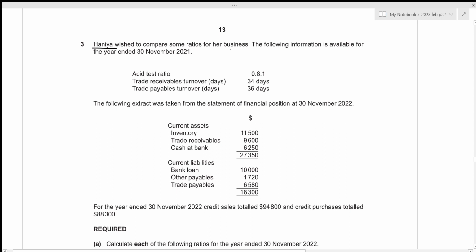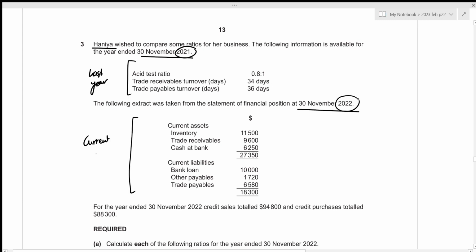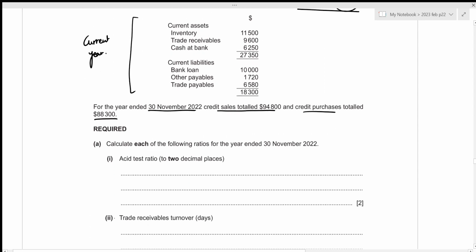Hania wished to compare some ratios for her business. The following information is available for the year ended 30 November 2021. Alright, the following extract was taken from the statement of financial position as at 30 November 2022. So this is of last year, since this is the date of 2021, whereas we're talking about 2022 in this case. So this will be our current year's values. Now, for the year ended 30 November 2022, credit sales totaled 94,800, whereas credit purchases totaled 88,300. Now, we just need to calculate each of the following ratios for the year ended 30 November 2022.